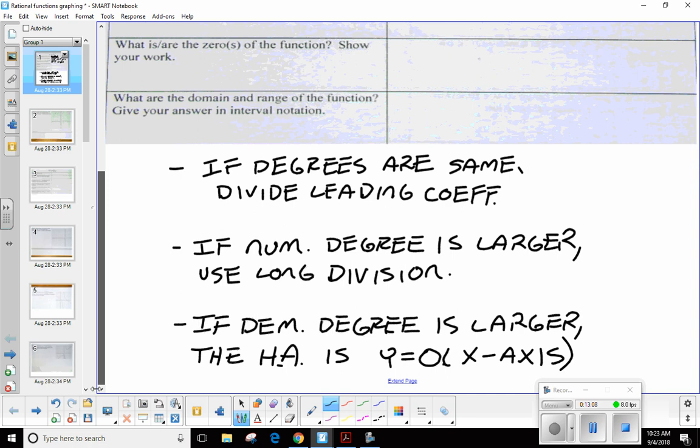Okay, but if the numerator's degree is larger, you got to use long division. That's when you have an oblique asymptote. You have a slant asymptote if the numerator's degree is larger. Or instead of long division, anybody remember what's the shortcut?